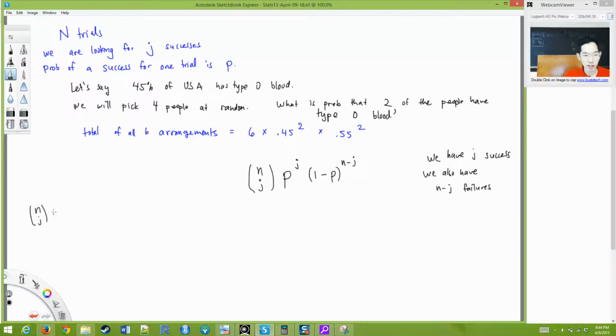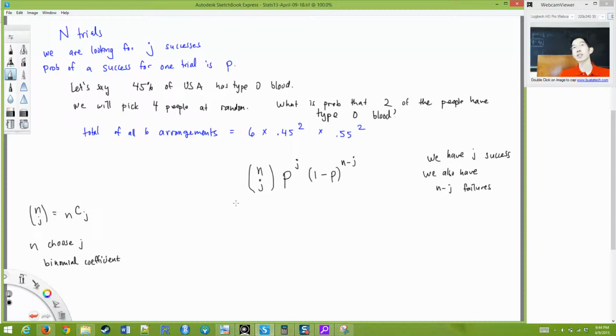N choose j can also be written this way, nCj, and it's read as n choose j, and this is also known as the binomial coefficient. It is the answer to, if I have 4 people, how many ways can I arrange it so that 2 have type O, okay?